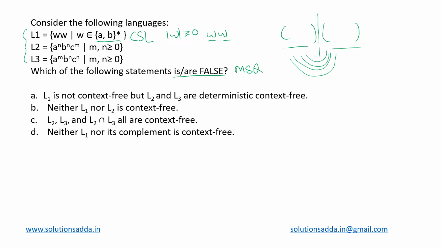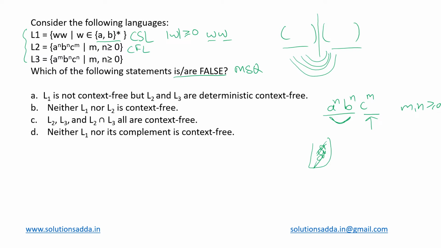Now coming to language L2, it is a set of strings where a raised to n, b raised to n and c raised to m is there with m and n both greater than or equal to 0. So we are having the same number of a's and b's, and after that any number of c's are allowed. There is a comparison only between the number of a and b, so for this we can use a push down automata. We will push all the a's into the stack and then for every b we can pop out one a. This will ensure that we are having the same number of a's and b's. After that we can allow any number of c's. So this is definitely accepted by a push down automata, making this a context free language.